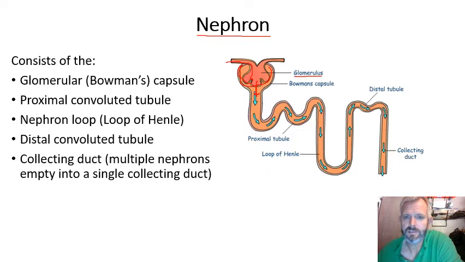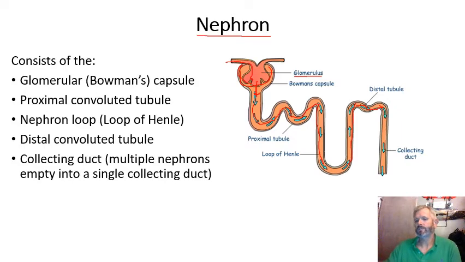Once in the Bowman's capsule, the filtrate will travel through the proximal convoluted tubule, then down into the nephron loop. We can see this is called the descending limb of the nephron loop, and then the ascending limb, since the filtrate's moving up. And then finally into the distal tubule, and from the distal tubule into the collecting duct.